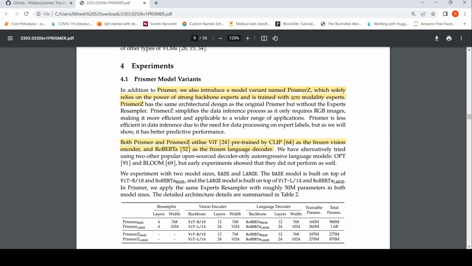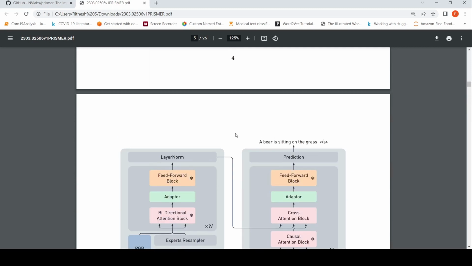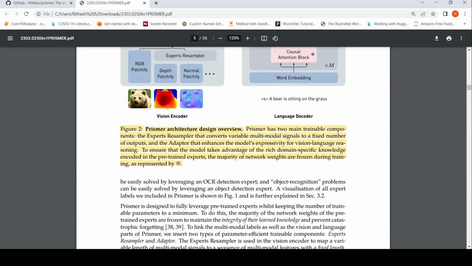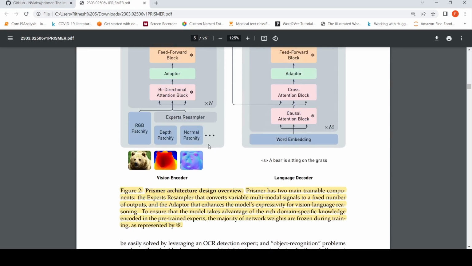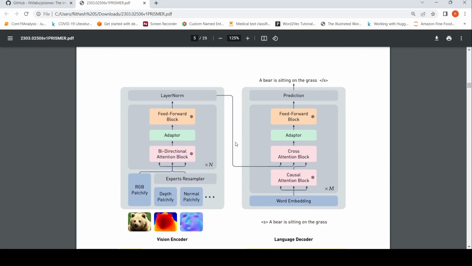Both Prisma and Prisma Z utilize ViT, pre-trained by CLIP, as the frozen vision encoder, and RoBERTa as the frozen language decoder. Within the ViT and RoBERTa, they have added adapter blocks, which are trained. The rest of the model is frozen. That is the idea. The expert resampler is within the ViT in Prisma, and in Prisma Z they don't have this expert resampler. They only have the RGB patchify. In Prisma, they have RGB patchify and the expert resampler. And the word embedding here is for the decoder.